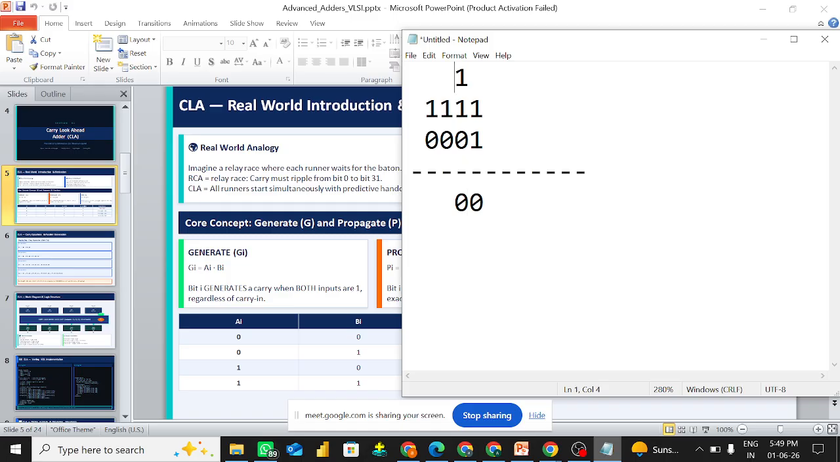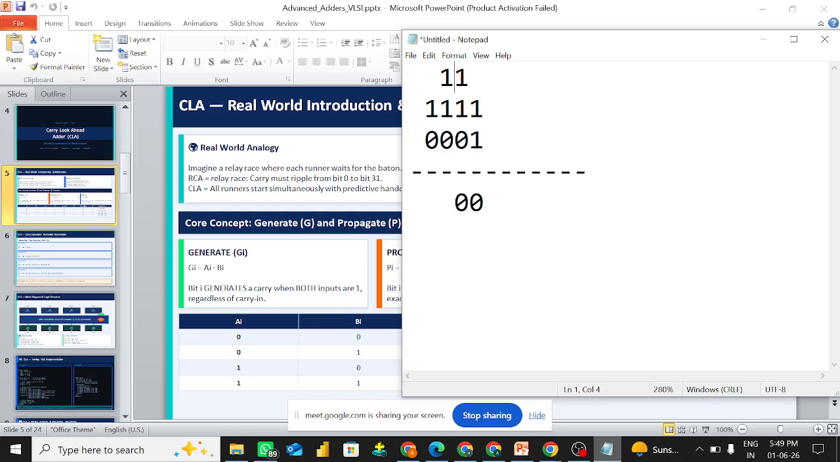0, and it becomes like this, right? So you will carry one. So instead of doing this kind of addition, depending upon the generate signal and propagate signal, you are going to determine whether to keep that carry or to propagate that carry, okay. So ultimately this is the use of this carry look ahead adder, okay.